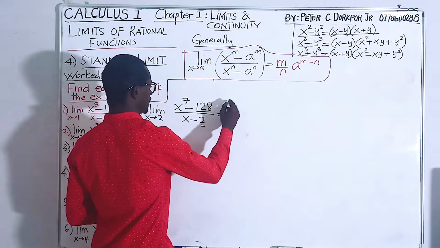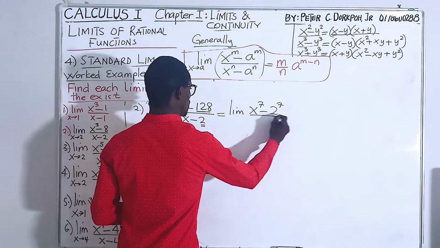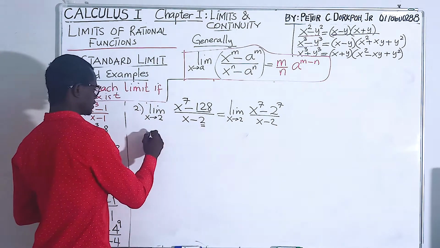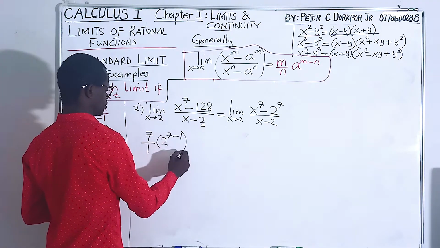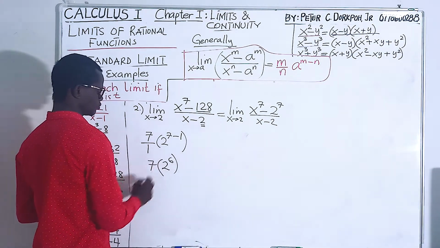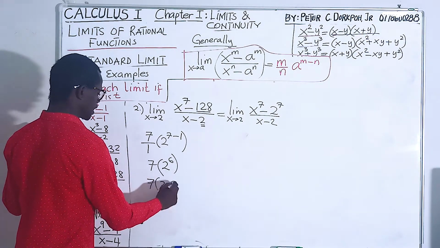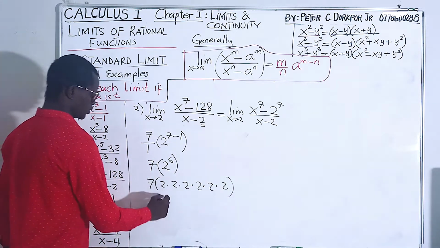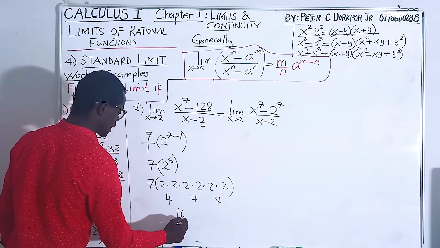So we can rewrite this thing as the limit of x to the 7th power minus 2 to the 7th power all over x minus 2 as x is approaching 2. So finally, we're going to say 7 over 1 times 2 raised to the power 7 minus 1. This is just 7 times 2 raised to the 6th power, right? So we have 7 times 2 times 2 times 2 times 2 times 2 times 2. 2, 4, 6. So this is now 4, this is 4, this is 4. This is 16 times 4.